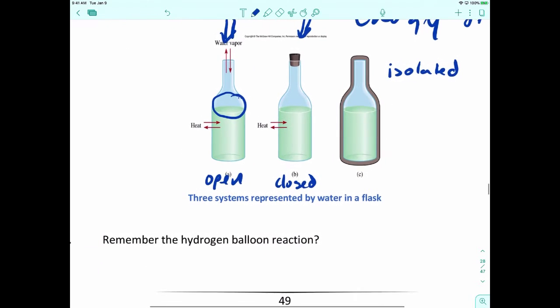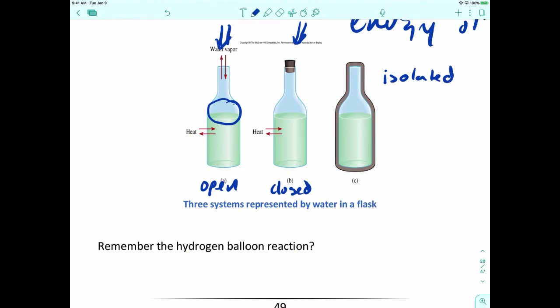Now, I have a note here that says, remember the hydrogen balloon reaction? If this was an in-person class and we were actually in a lab, this would be something I would try to do, where I would try to explode a hydrogen balloon. But for us, instead of looking at the hydrogen balloon, let's take a look back at history and look at the Hindenburg. Now, the Hindenburg was an airship that was built by Germany in the late 1920s, early 1930s.